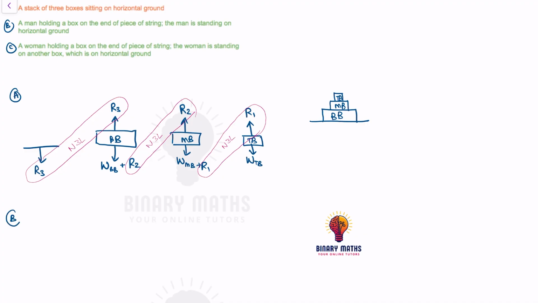Okay, B. A man holding a box on the end of a string. The man is standing on a horizontal ground. So it's just a man holding a box on a string. Okay, so we've got the ground, we've got the man with the string with the box.